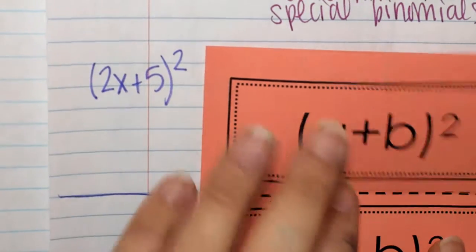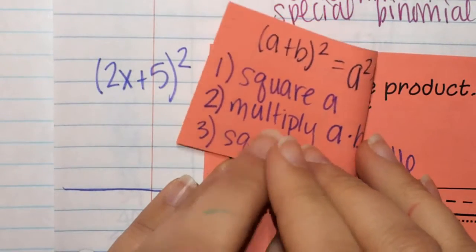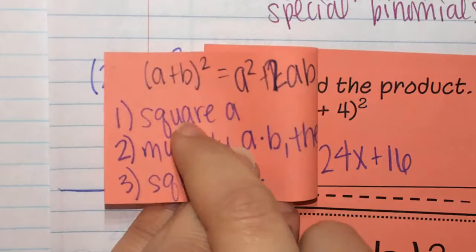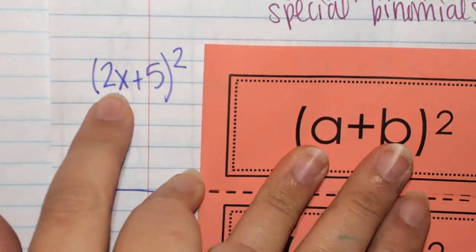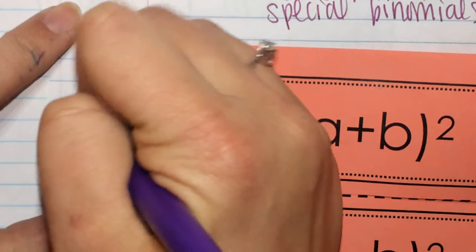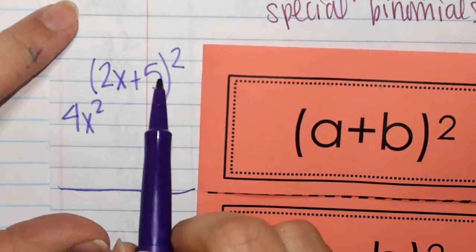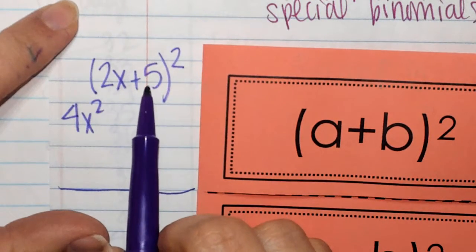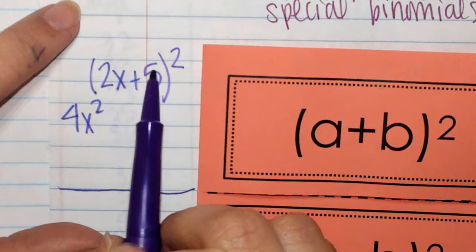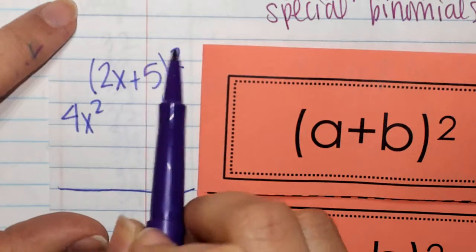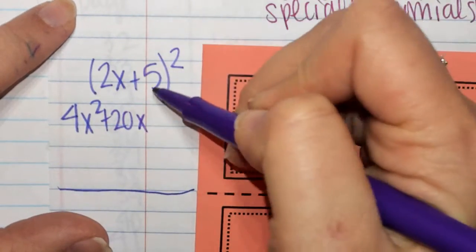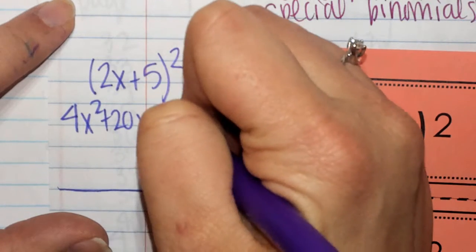Alright, so you have to square a, so you get 4x squared, okay? Then you do 2x times 5, you get 10x, then you multiply it by 2, you get 20x. Then you do 5 squared, and you get 25.